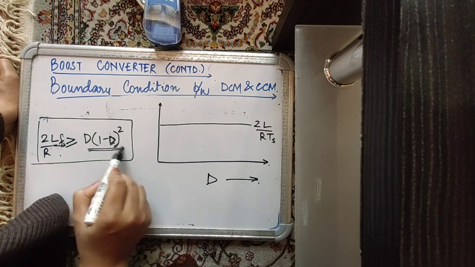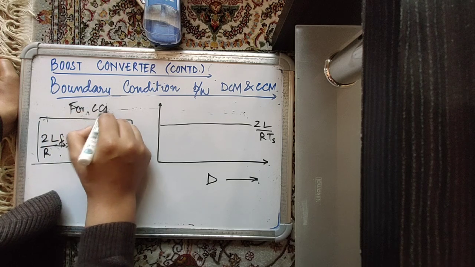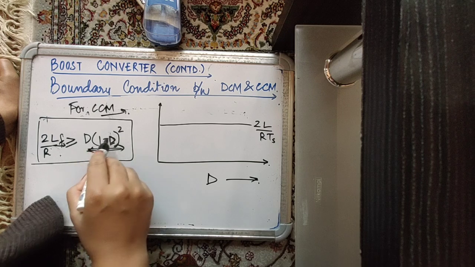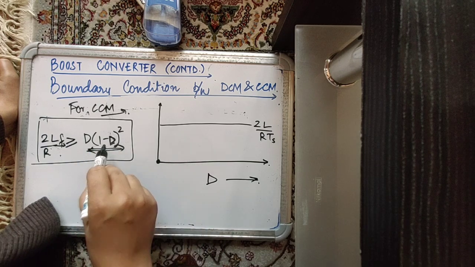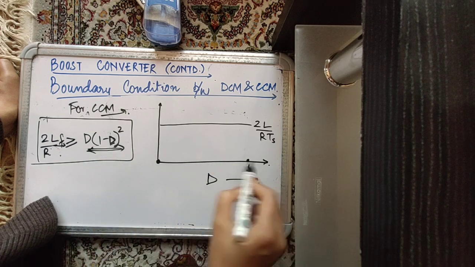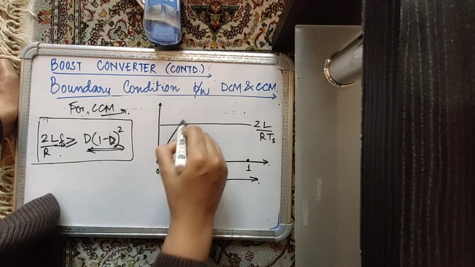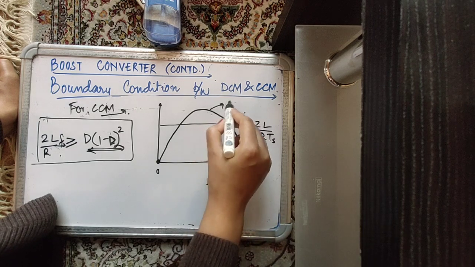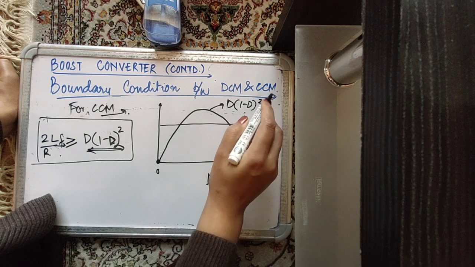But the right hand side of this equation, that is the equation for CCM to happen, is D into 1 minus D whole square. So at D is equal to 0, this term is 0. At D is equal to 1 also, this term is 0. And it has a 1 minus D whole square curve. So this curve is going to look like this. So this is my curve for D into 1 minus D whole square.